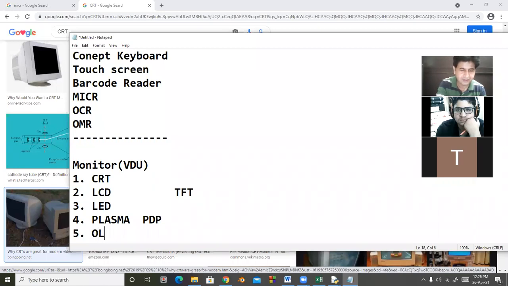OLED. OLED stands for organic light emitting display. This type of monitor is very expensive and gives very high resolution. So these are the different monitors. If you have any doubt in this, please put the question, beta.